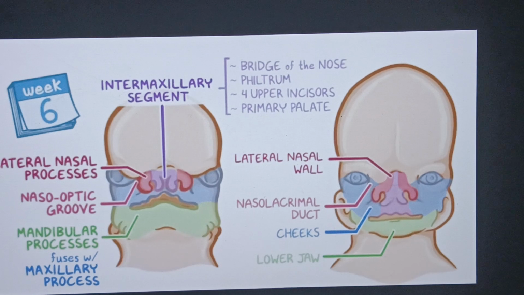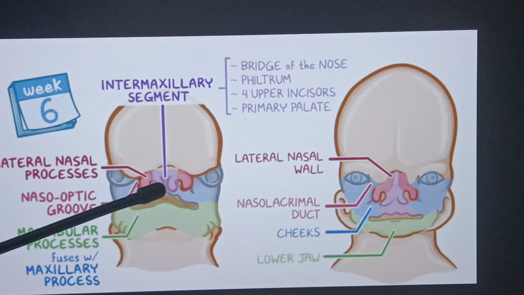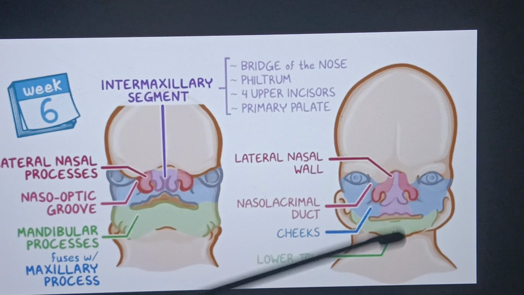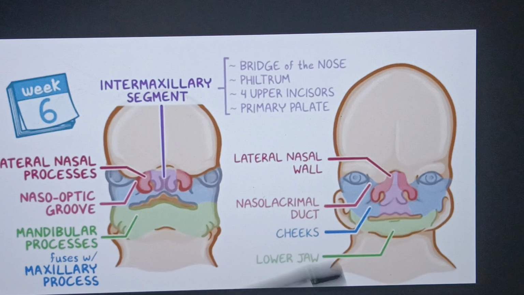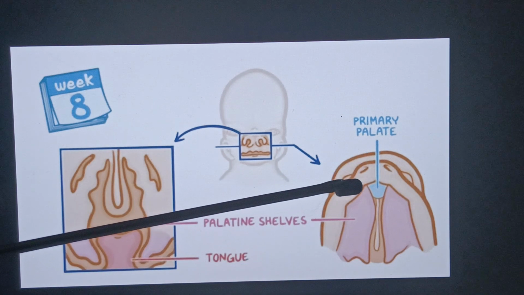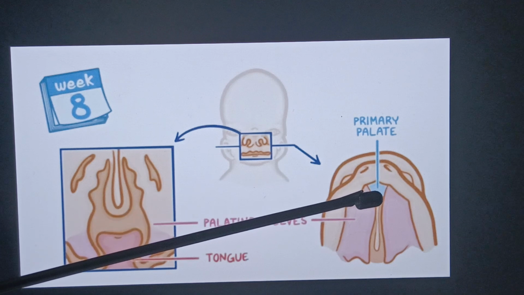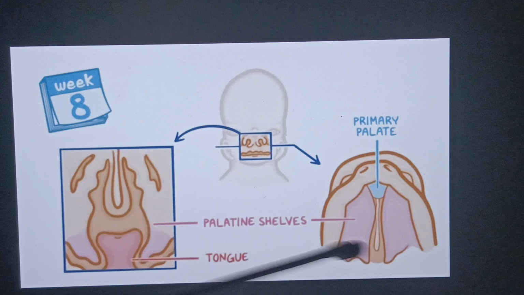Okay, now this picture at week 6 will make you clear that initially the two medial nasal prominences are merging to form the intermaxillary segment. Finally, when this has developed, this will form the philtrum, the region between the nose and the upper lip. And let me show you another picture, that if you observe the inner aspect, you see a jaw showing the upper four incisive teeth, and after that you can see the primary palate being developed by the intermaxillary segment.